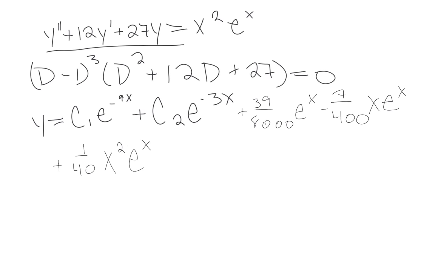So this has been a relatively lengthy differential equation to solve, and finally we are done. So the final solution to this differential equation is c1 e to the minus 9x plus c2 e to the minus 3x plus 39 over 8,000 e to the x minus 7 over 400 x e to the x plus 1 over 40 x squared e to the x. And you could factor e to the x out of those final three terms if you wanted to. It wouldn't really matter, but this is the final solution to this really lengthy differential equation.